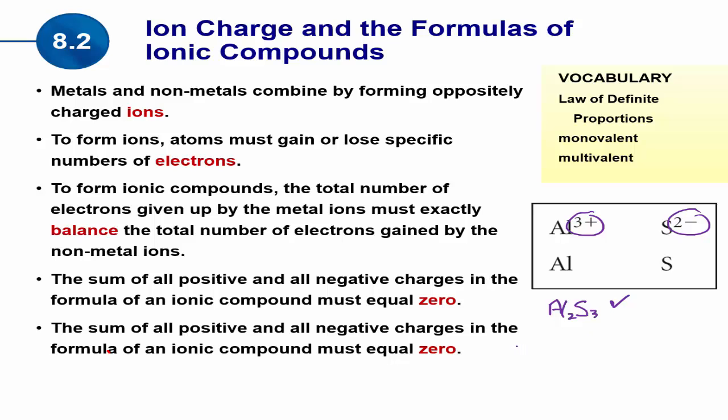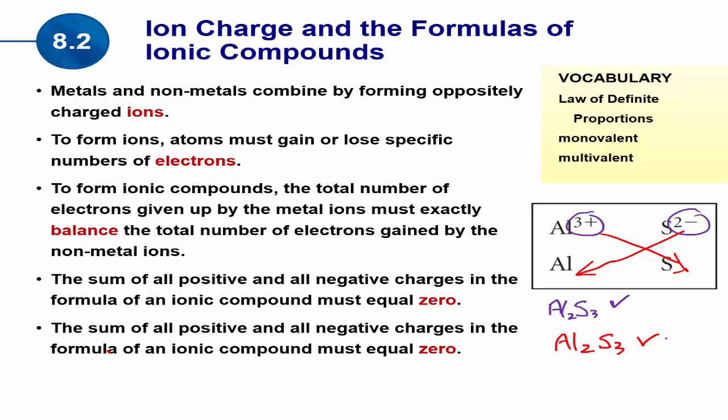On the other hand, if you are a little skittish about such things and you want to just get the right answer and don't know why, which is never recommended, you can use the crisscross method. Bring this down there, bring this down there, and you're still going to end up with Al2S3 in the formula, and that too is correct.